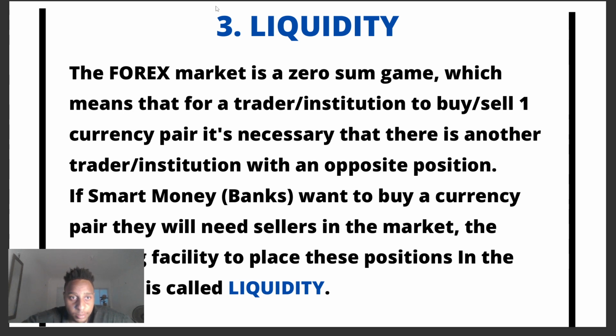In the forex market, which is a zero sum game, for a trader or institutional trader to buy or sell one currency pair, there must be another trader with an opposite position. If smart money, or else banks, want to buy a currency pair, they will need sellers in the market. The existing facility to place these positions in the market is called liquidity.